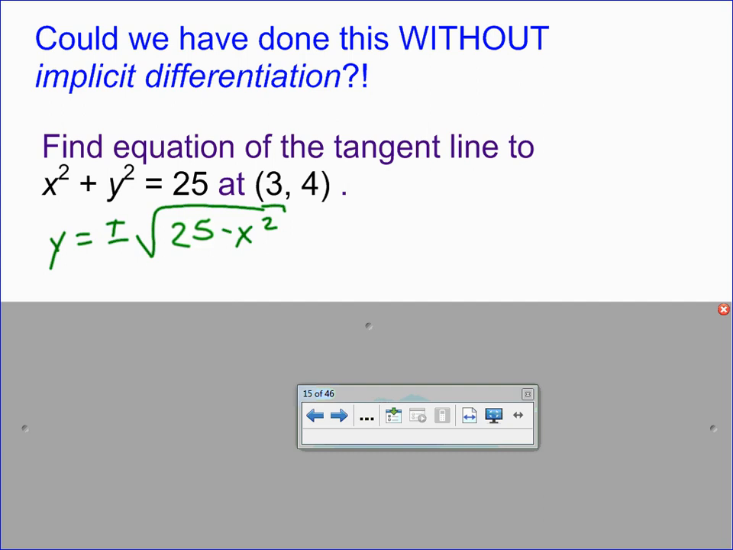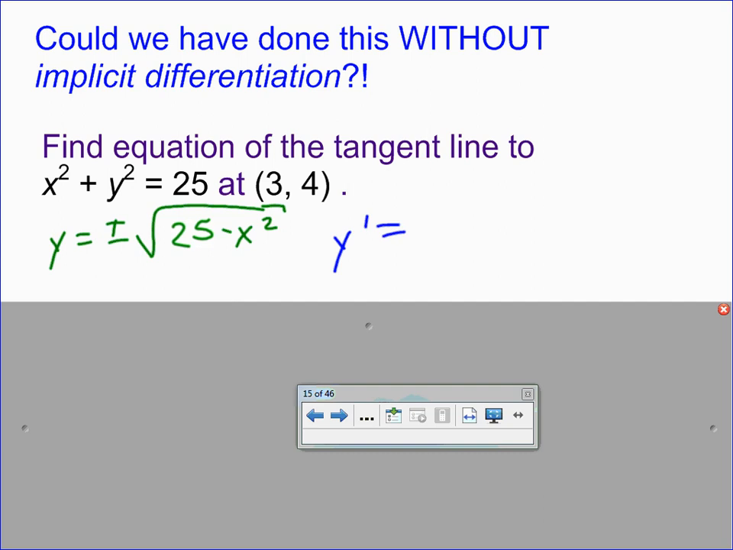Depending upon where my point of tangency is, I would differentiate one of these arcs, in this case, one of these half circles, right? Is my point of tangency on the top half or bottom half of this circle? The top half. So I'll differentiate y equals the positive square root of 25 minus x squared.